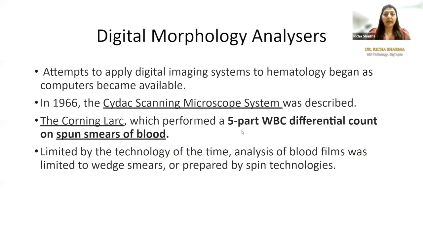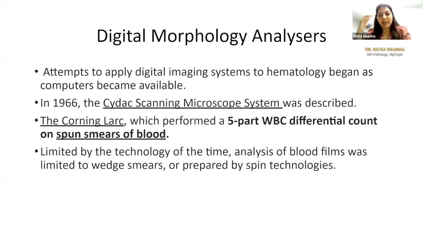So what is AI 100? It's a digital morphology analyzer. And what are digital morphology analyzers? They are not a thing of recent. They have been here for a very long time. The first digital morphology analyzer was made in 1966 by a company which called it the SIDAC scanning microscope system. Remember, this is the time when we, or rather our fathers, used to do differential counts by manual procedures.